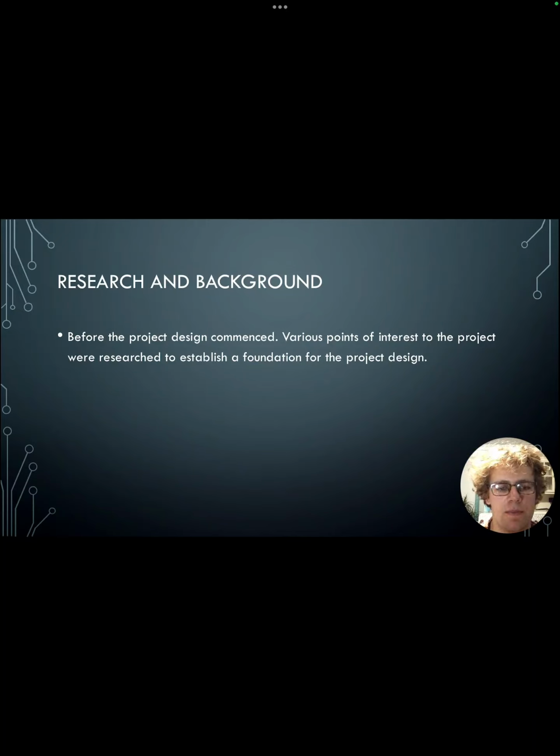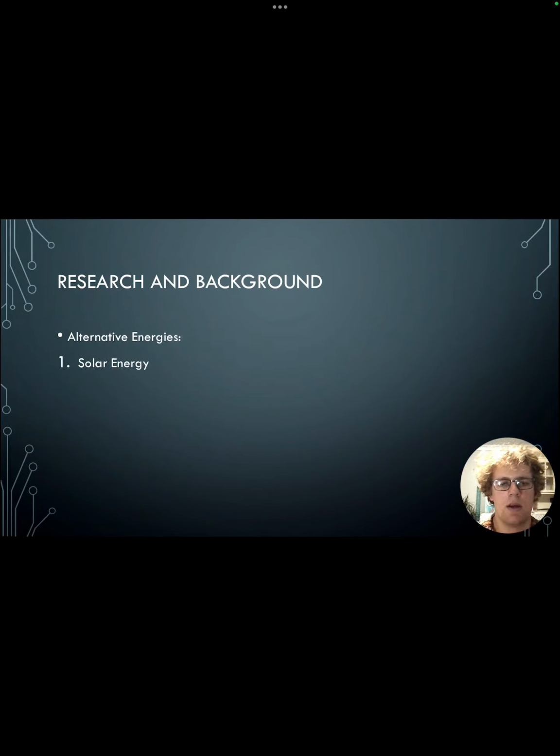Research and background. Before the project design commenced, various points of interest to the project were researched to establish a foundation for the project design. The first most important part of the research was a look into alternative energies, of which the first is solar energy. So solar energy is a renewable type of energy that consists of using solar PV panels to harvest energy from the sun, and that energy, light energy, is then turned into electrical energy via solar PV panels.